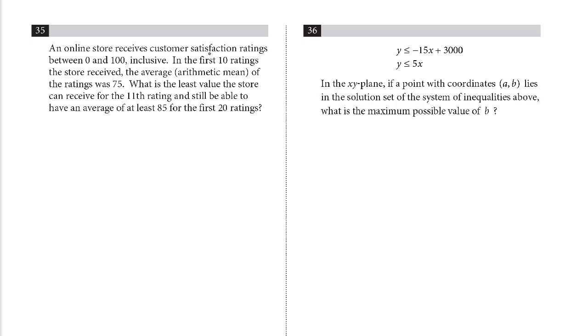We have a store that receives customer satisfaction ratings from 0 to 100. In the first 10 ratings, the average is 75. What is the value the store can get on the 11th rating and still be able to have an average of 85 for the first 20 ratings?